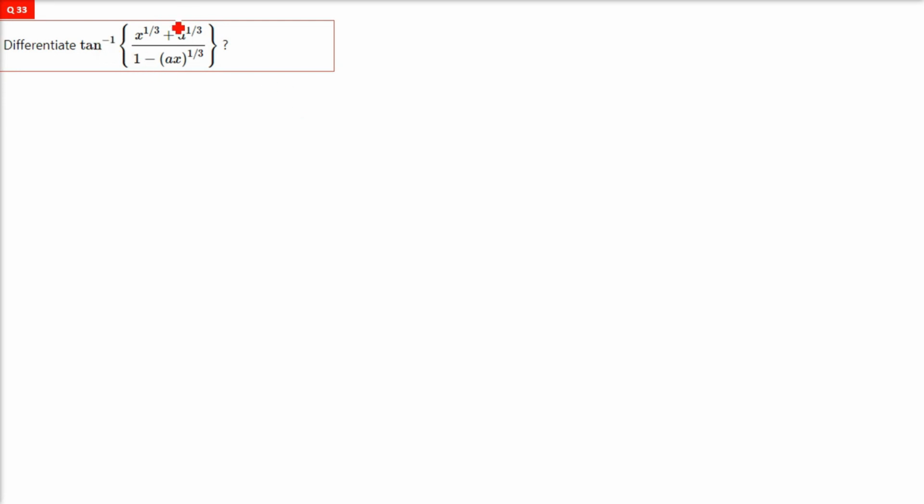Differentiate tan inverse of x raised to 1 by 3 plus a raised to 1 by 3, divided by 1 minus a into x raised to the power 1 by 3. The denominator is a into x raised to 1 by 3, which is essentially equal to a raised to 1 by 3 multiplied by x raised to 1 by 3.